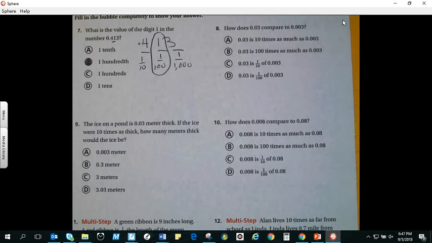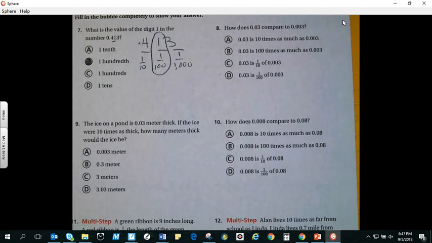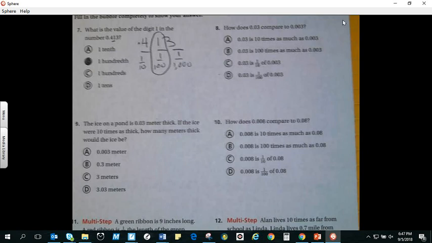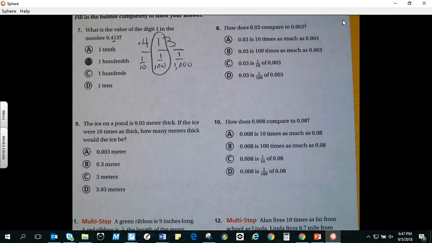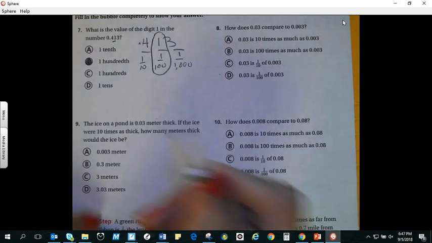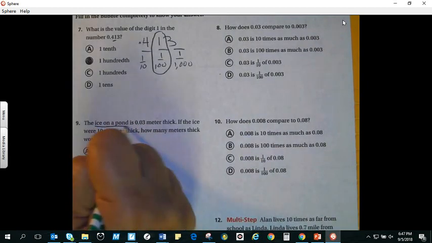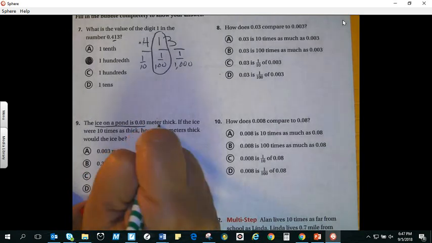The next one was number 9. The ice on a pond, I was going to say ice cream. The ice on a pond is 300th meter thick. If the ice were 10 times as thick, how many meters thick would the ice be? Is our value going to increase or decrease? Okay, so here's what we know. The ice on the pond is 300th meter thick.